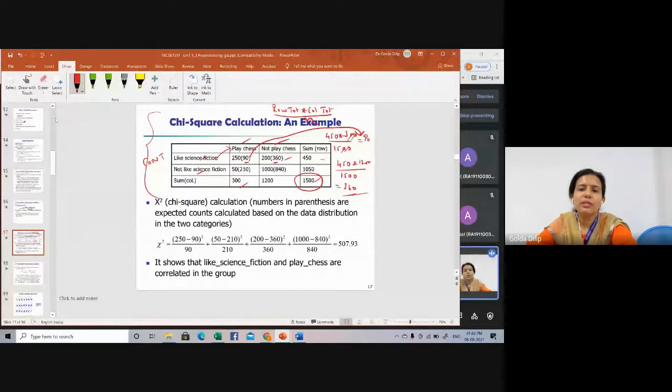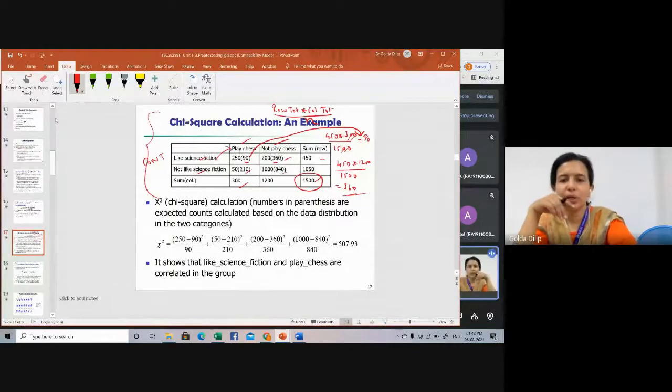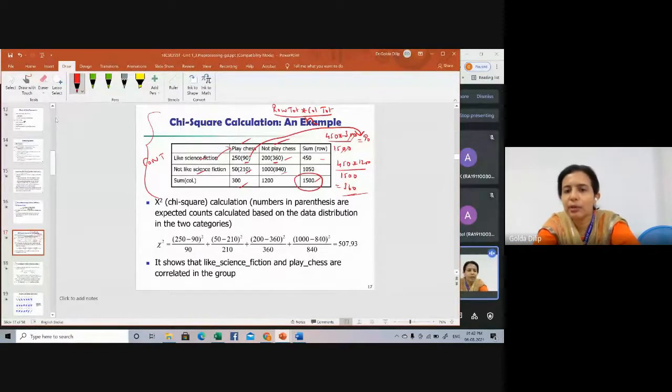That's how you find it for each. You can find out 210, 840, everything you will get. 840 you will get as 1050 into 200, divided by 1500, that will give you 840. So that's the observed frequency and expected frequency. Again, you can see that the sum of the expected frequencies must be equal to the total observed frequency for that row.